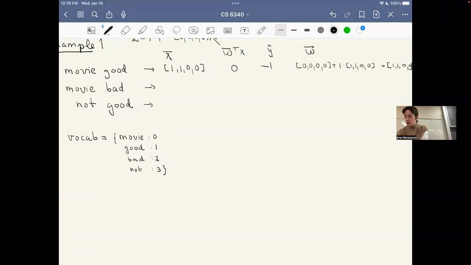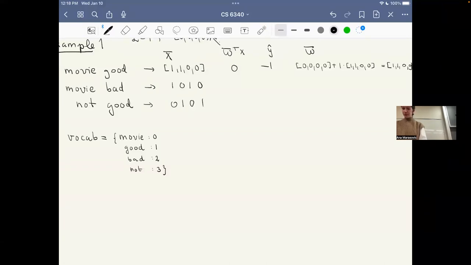What's the feature vector for movie bad? Just tell me the sequence of numbers. Can someone raise a hand? 1, 0, 1, 0, great. And maybe someone else, maybe someone on that side, for not good. 0, 1, 0, 1.